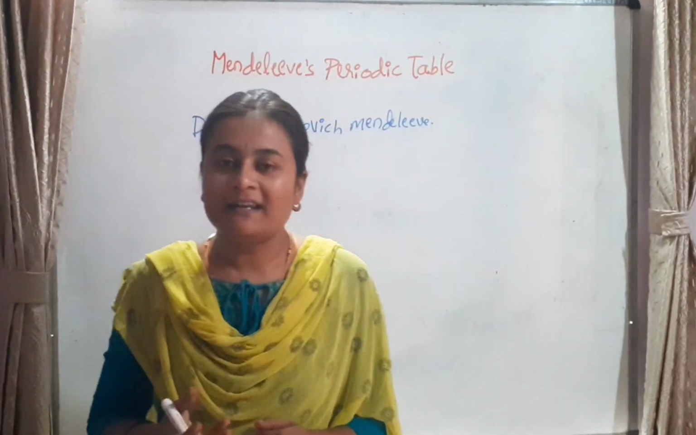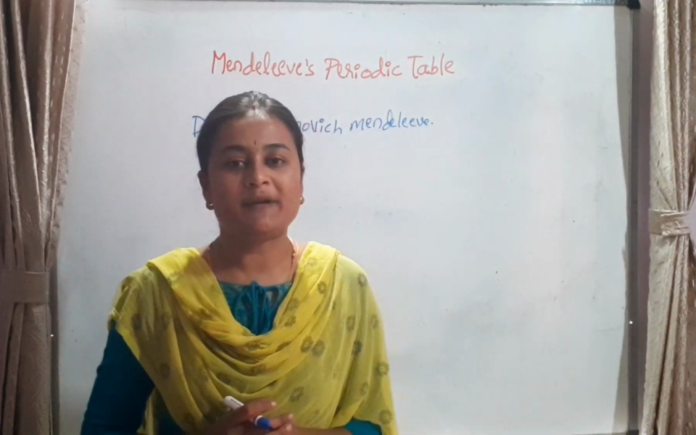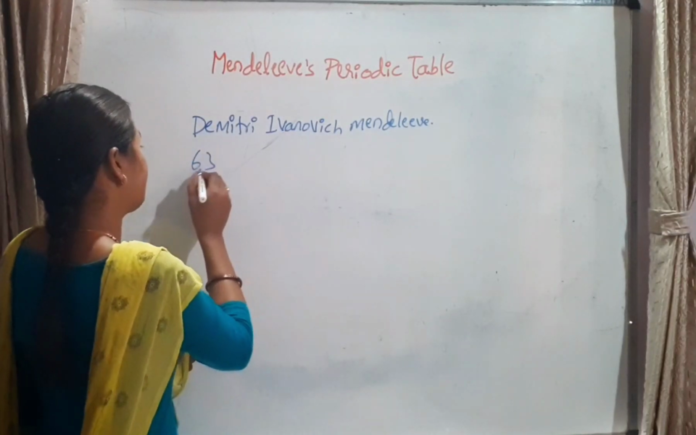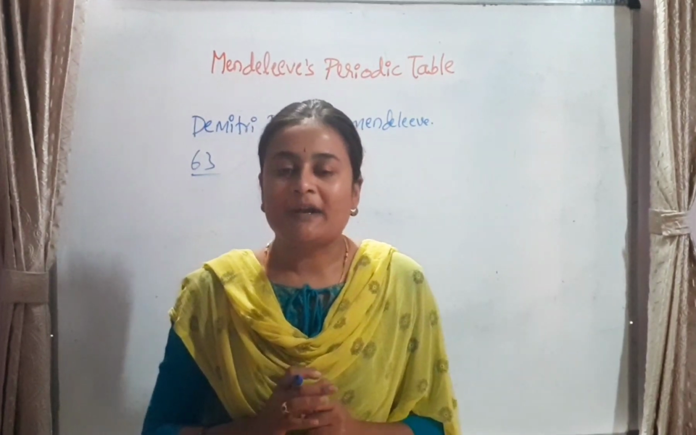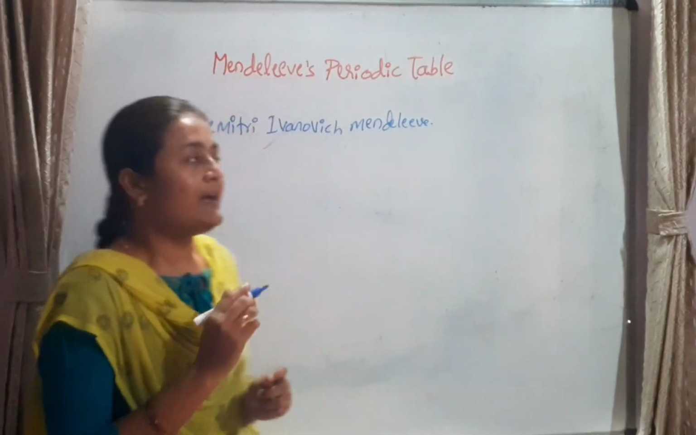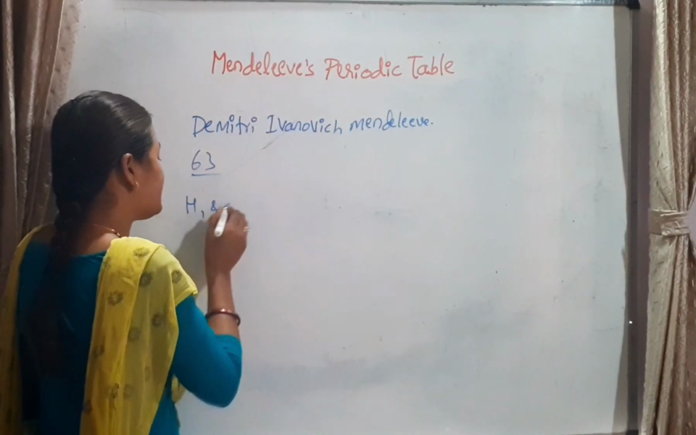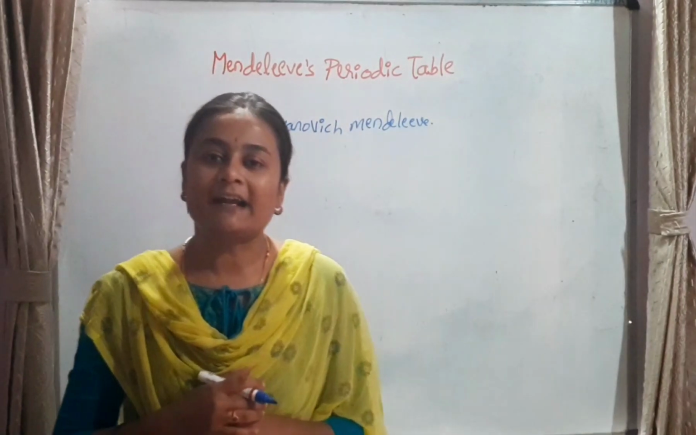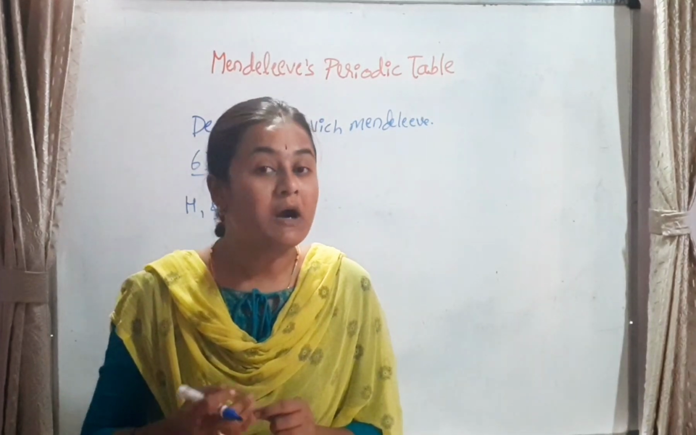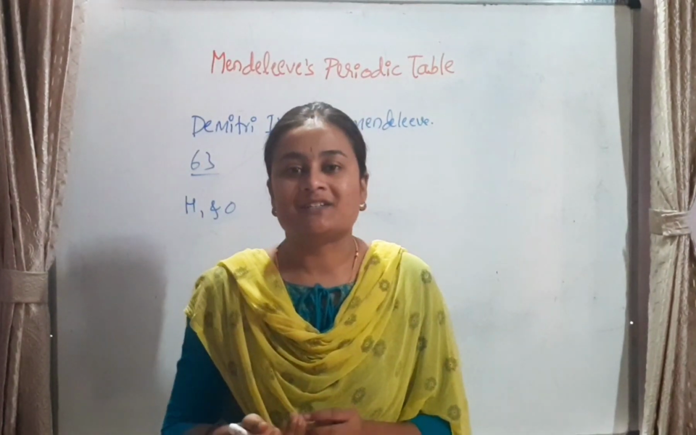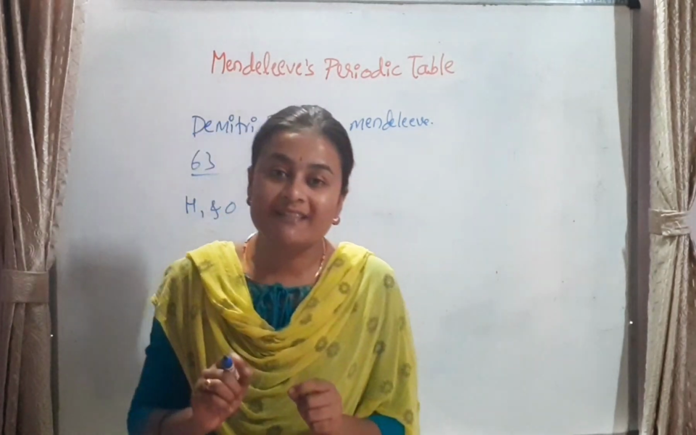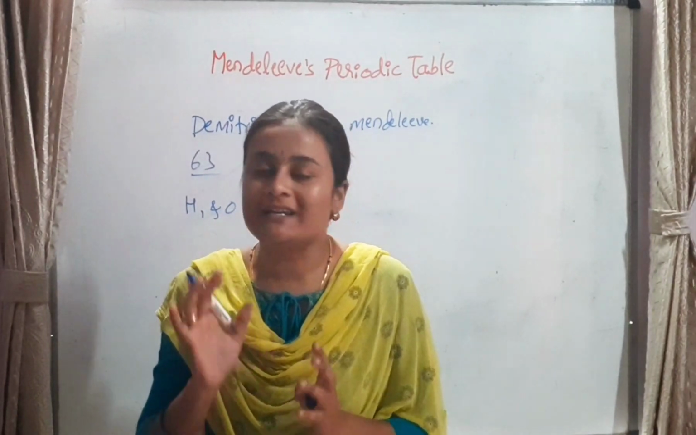At the time Mendeleev started his work, 63 elements were known. Totally 63 elements were known at that time. He reacted every element with hydrogen and oxygen. He took hydrogen and oxygen because they are highly reactive and they form compounds with almost all the elements. And after reaction, he took 63 cards and wrote the properties of all the elements.